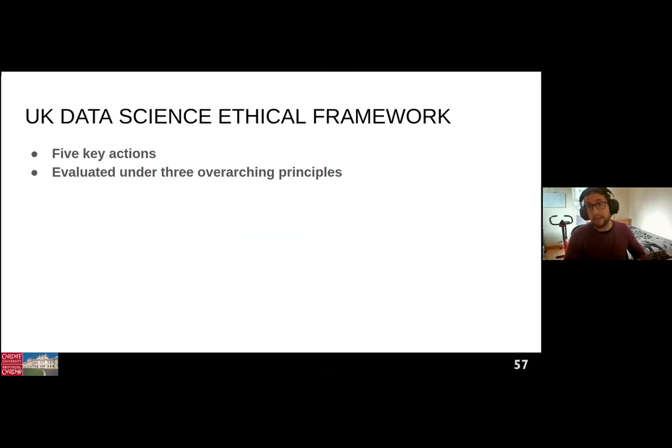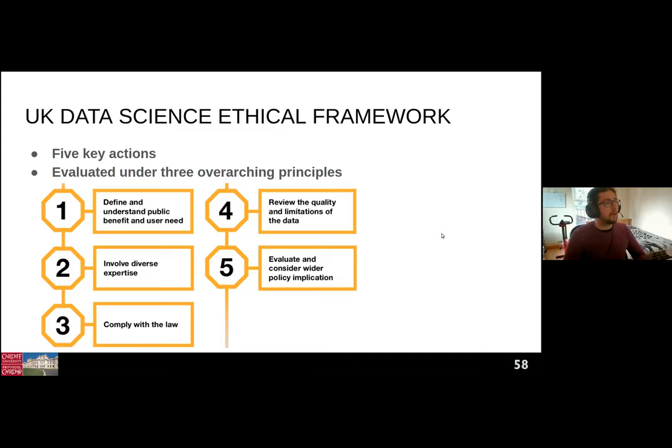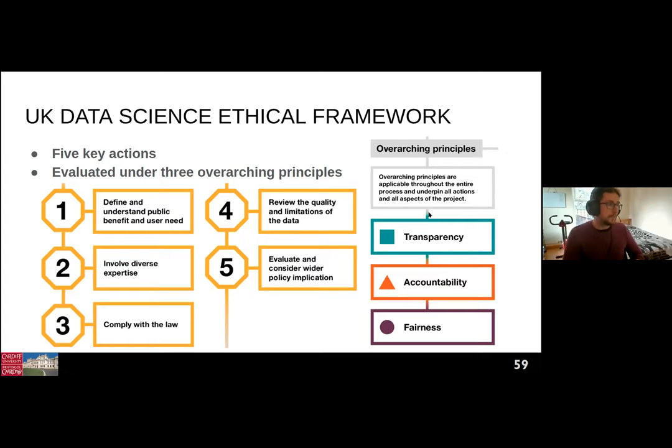It's evaluated over several principles and five key actions, which are: understanding who the user is and where the public benefit of your project lies, involving diverse expertise, complying with the law, reviewing the quality and limitations of data, and evaluating and considering wider policy implications. Each of these things that we need to look into when we build a data science project, we are going to evaluate against three criteria: transparency, accountability, and fairness.